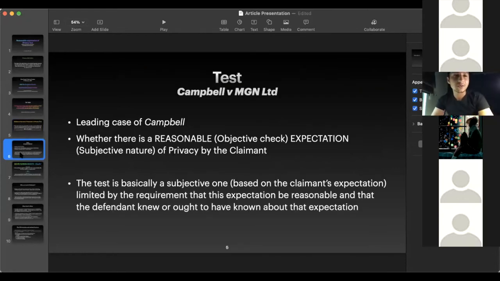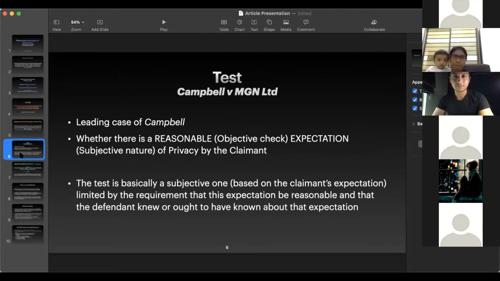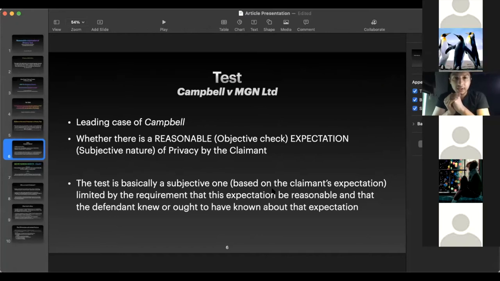After this, we're going to look at the article itself. As you know, the leading case from where the test is derived is the case of Campbell. What the author says is that there must be a reasonable expectation of privacy by the claimant. She argues that this reasonability element is an objective test on the already subjective nature of the test.